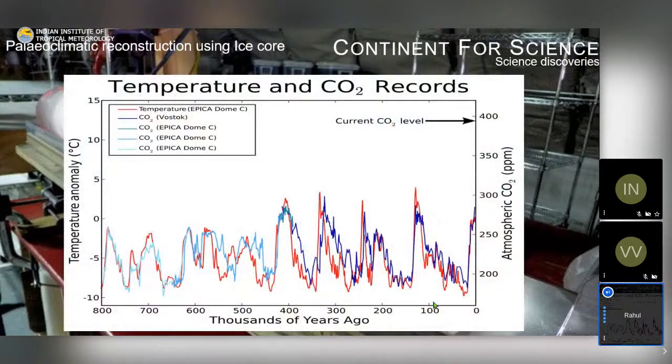If you look at the graph, on the x-axis is the time period in thousands of years, and on the y2 axis it is atmospheric carbon dioxide, and y1 is of course the temperature anomaly. What you see is there is a constant variation that is happening based on the different ice cores. The Vostok ice core goes back 400,000 years.